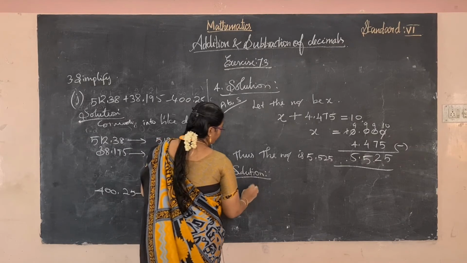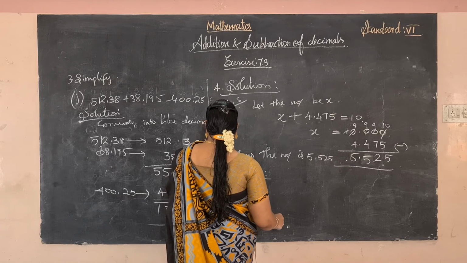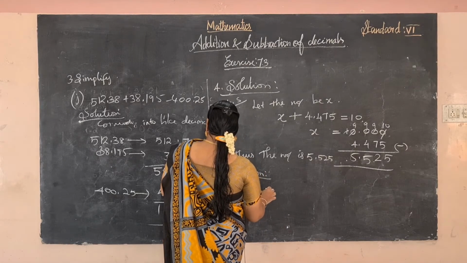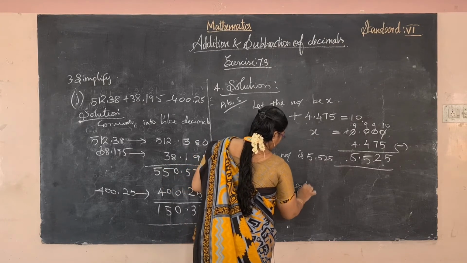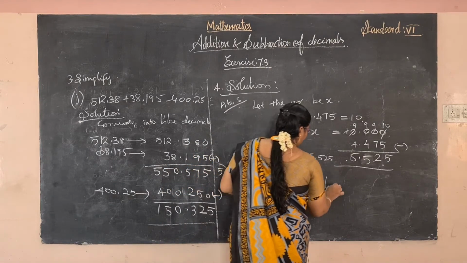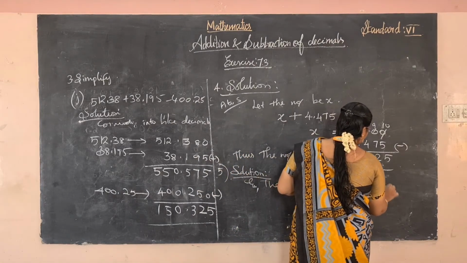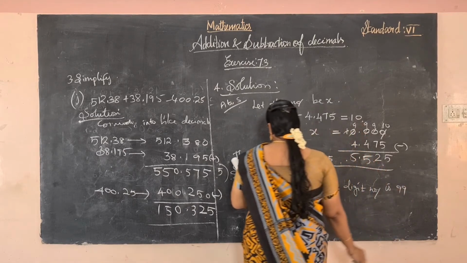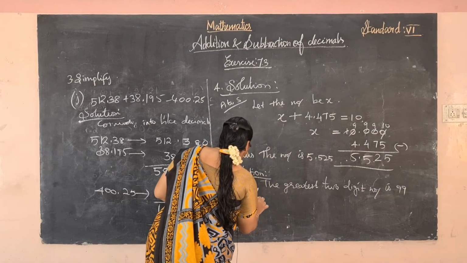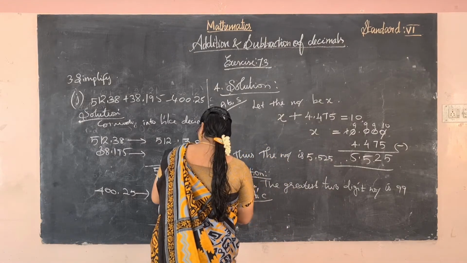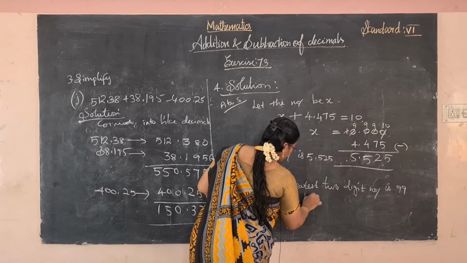Okay, given the greatest two-digit number is 99. Okay, according to the condition, let x be the number.